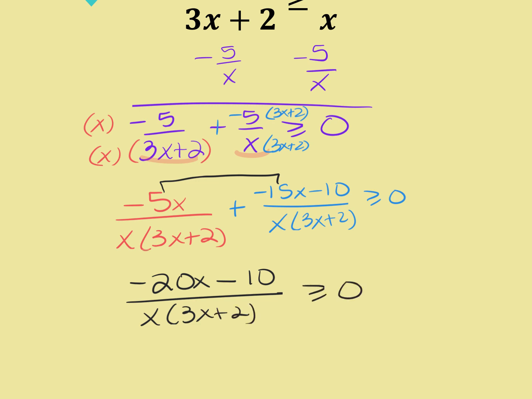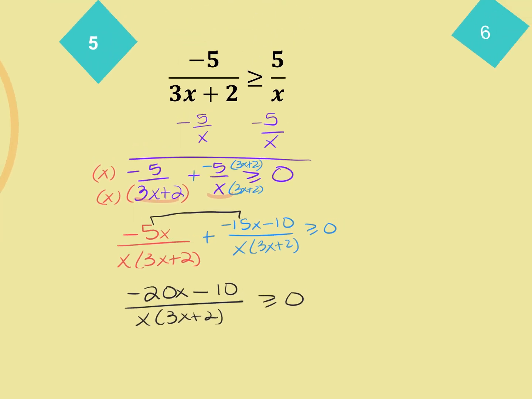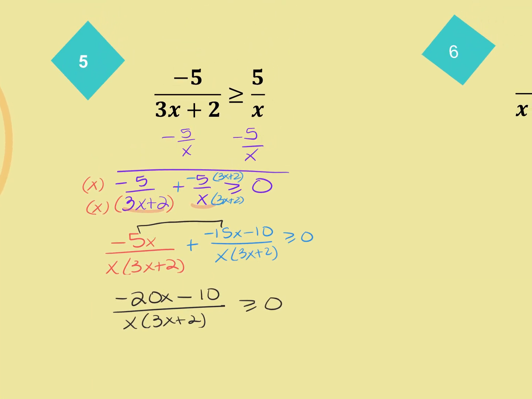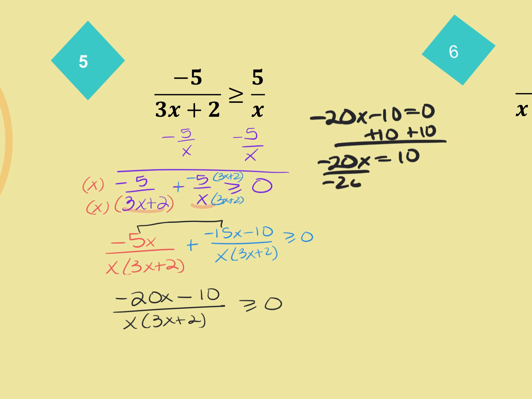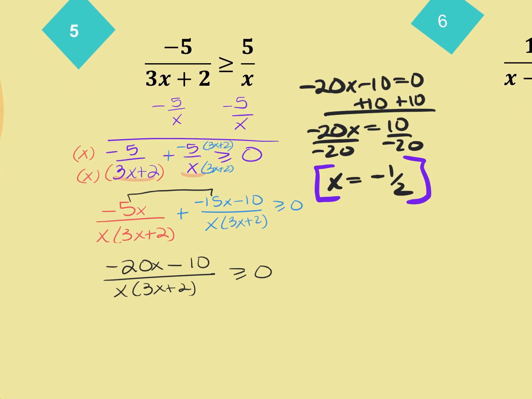I now set my numerator equal to 0 and my denominator. So for my numerator, negative 20x minus 10 equals 0. I'm going to go ahead and add 10 to both sides. Negative 20x equals 10. Divide by negative 20, and x equals negative 1/2. Now remember, my original symbol was a greater than or equal to. So when I go to graph this, this one gets a bracket. However, the denominator is going to get a parenthesis.